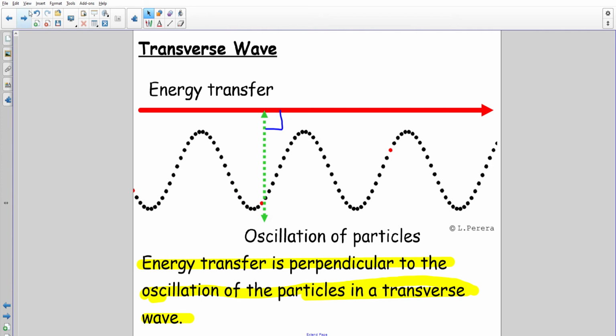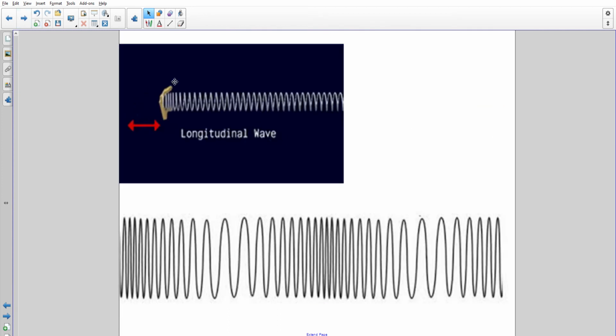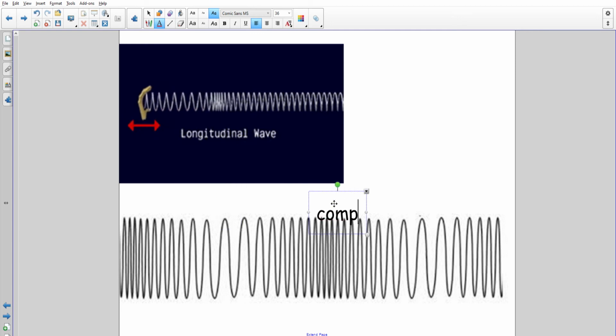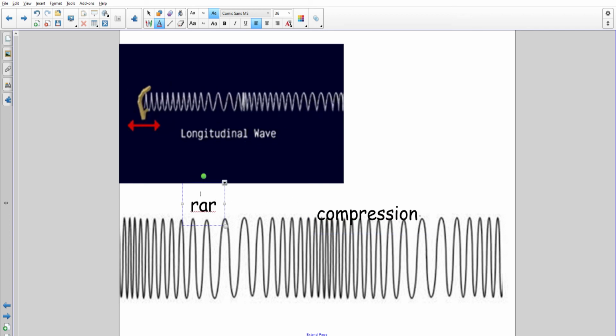Moving on then to longitudinal waves. I've put two versions of this because it's a bit harder to see what these are. But basically, a longitudinal wave is a series of compressions and rarefactions.